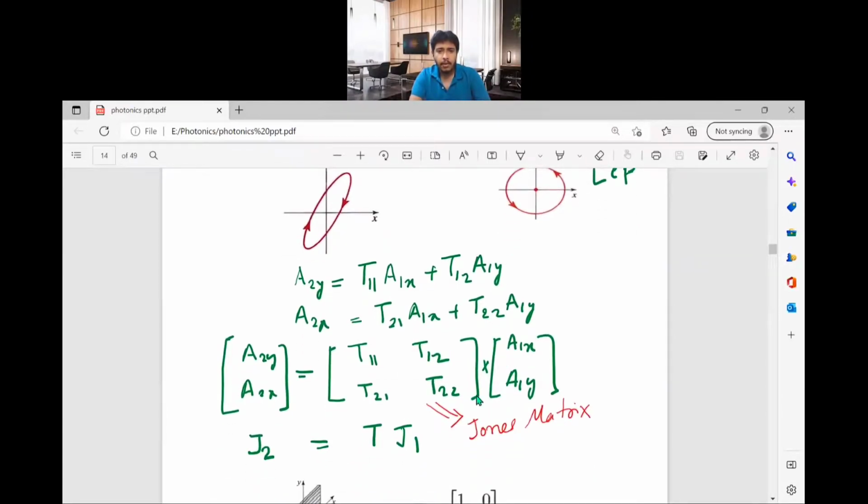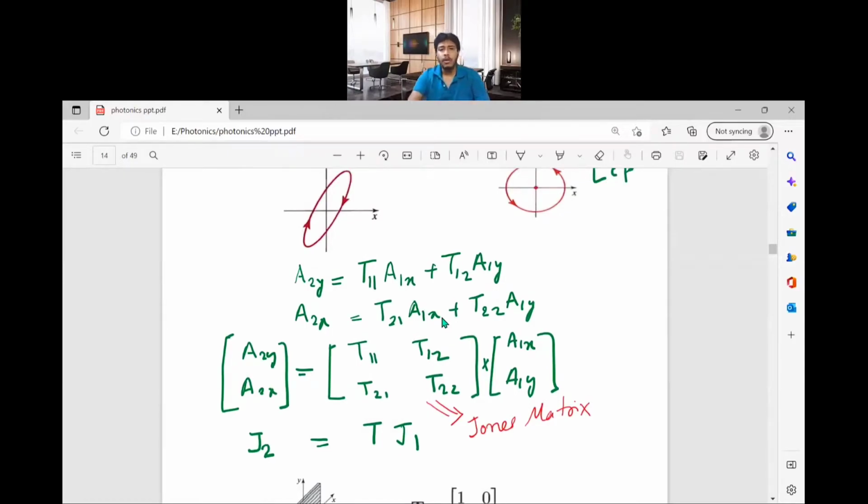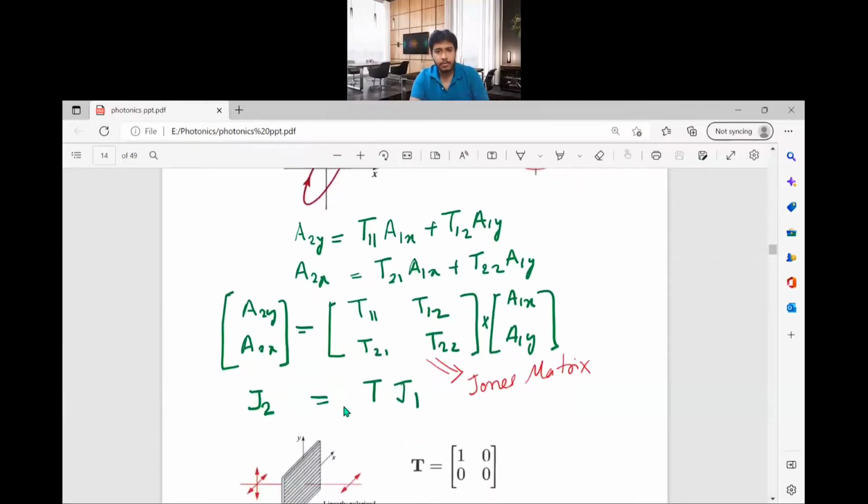So if the light's electric field is incident on some medium and passes through the medium, the polarization will change according to the property of that medium. So if the incident electric field vector is A1x and A1y in the x and y direction, at the output of the medium we will get A2x and A2y. These two are related by a matrix with parameters T11, T12 and so on. This is known as the Jones matrix. So this will be A2x, this will be A2y. So x will be first and y will be later. So this is a mistake. So A2x and A2y equal the matrix T11, T12, T21, T22 times A1x, A1y, which is the input electric field vector. So accordingly, we'll get the output electric field vector.